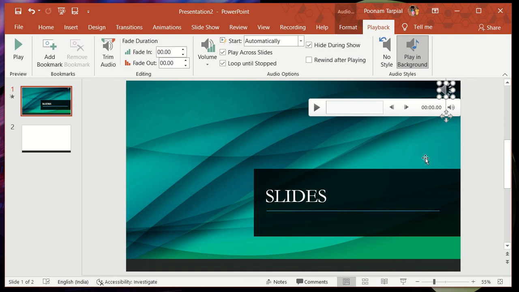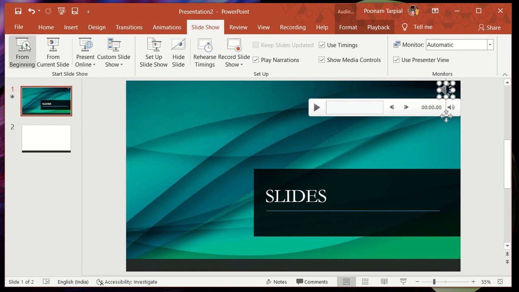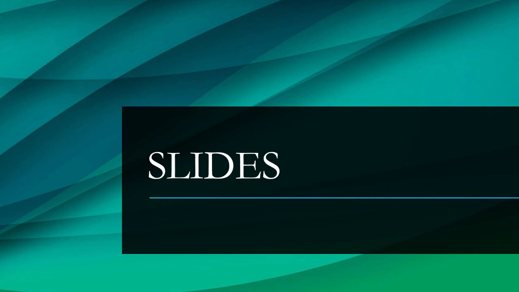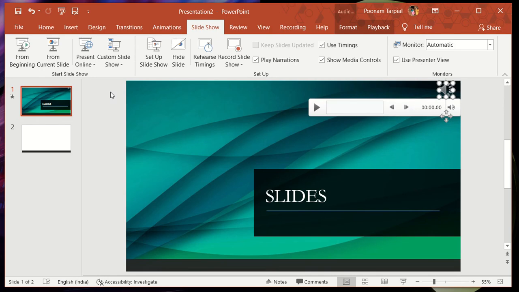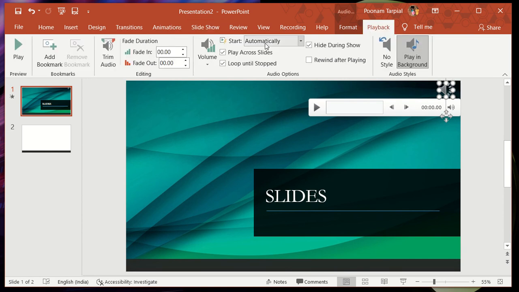Then you go to the slideshow option over here, click on slideshow, and then click on from the beginning. Automatically the music is going to be played. This is what happens the moment you select the automatically option. So please remember, if you want to add audio or music to your PowerPoint presentation, click on the automatically option. That means the moment you click on the slideshow, the music is going to be played from there and then.